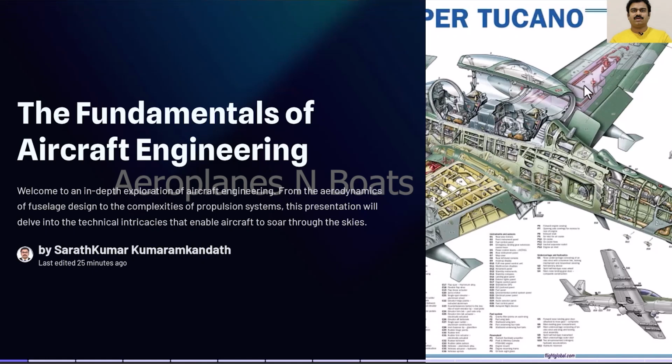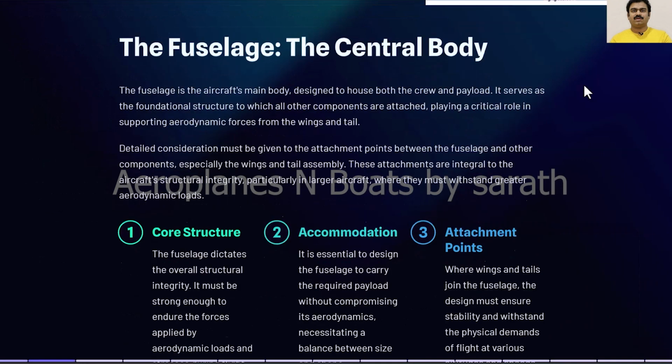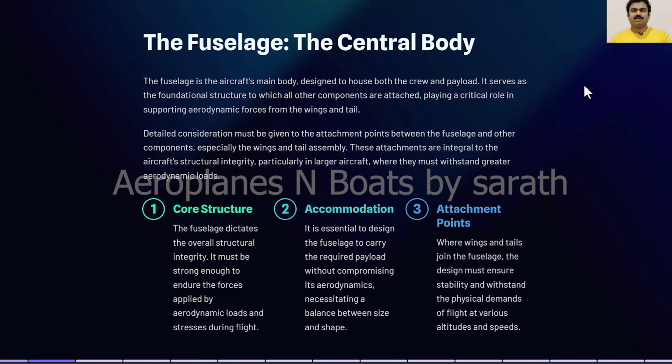The basics of aircraft engineering. First of all, we need to understand the main elements that compose an aircraft. First, the fuselage is the central body of the aircraft, and of course, it will be used to accommodate the crew and the payload. So basically, all of the cargo will go into the fuselage. Also, the fuselage is the main structure which attaches the rest of the components of the aircraft.